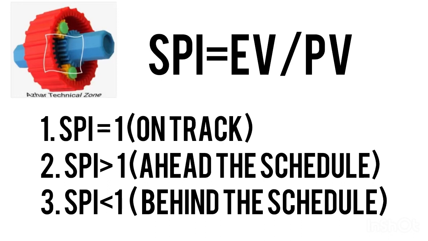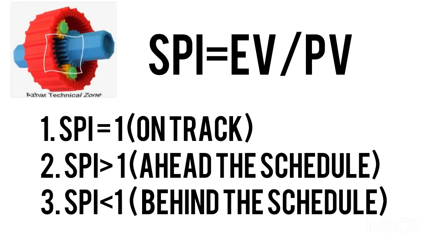If your SPI is greater than 1, it means your project schedule is ahead. Ahead means you are in a plus point, or you can say you are performing very well. It also indicates that your actual progress is more than the planned progress. Suppose your actual progress is 60% and your planned percentage is 50%. It means your actual progress is more. So when the numerator is higher than the denominator, the value will go above 1.